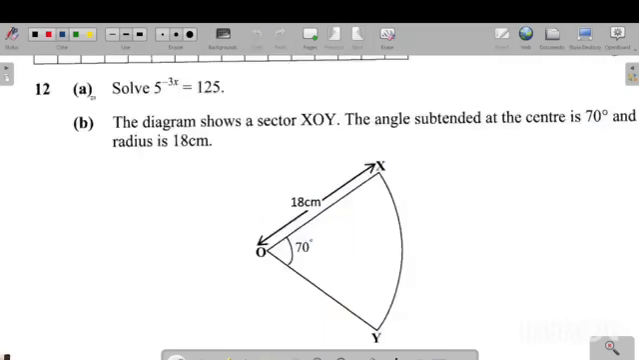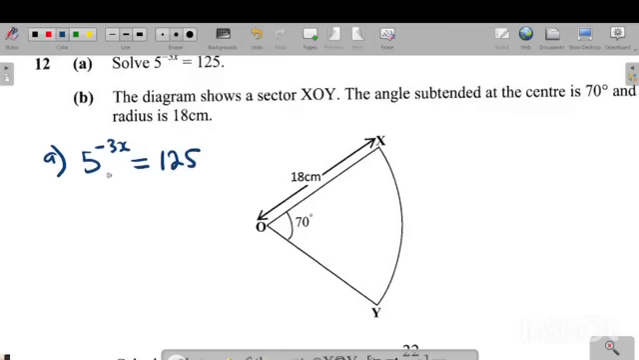All right, question 12a says solve this exponential equation. All right, so we have 5 to the power 3x, negative 3x is equal to 125. All right, this is an exponential equation. So 5 here is the base, and also 125 is the base. Okay, so this is same as to the power 1.